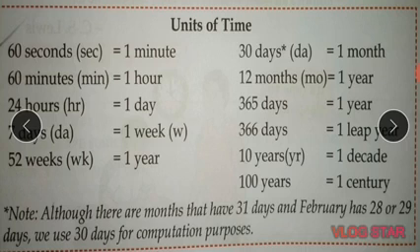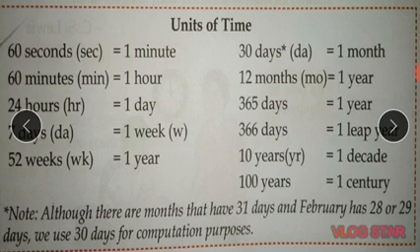So 60 seconds is equal to 1 minute, 60 minutes is equal to 1 hour, 24 hours is equal to 1 day, 7 days is equal to 1 week, 52 weeks is equal to 1 year, 30 days is equal to 1 month, 12 months is equal to 1 year, 365 days is equal to 1 year, 366 days is equal to 1 leap year because in a leap year February has 29 days. 10 years is equal to 1 decade and 100 years is equal to 1 century.